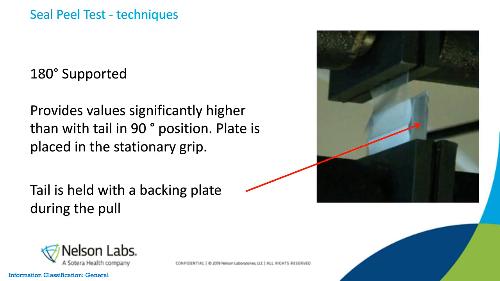The 180 supported uses a backing plate to hold the tail. As the sample peels, the plate holds that 180-degree angle. This technique will yield the highest peel values.